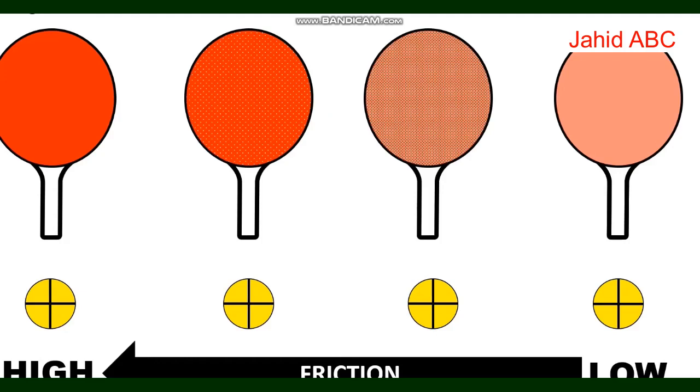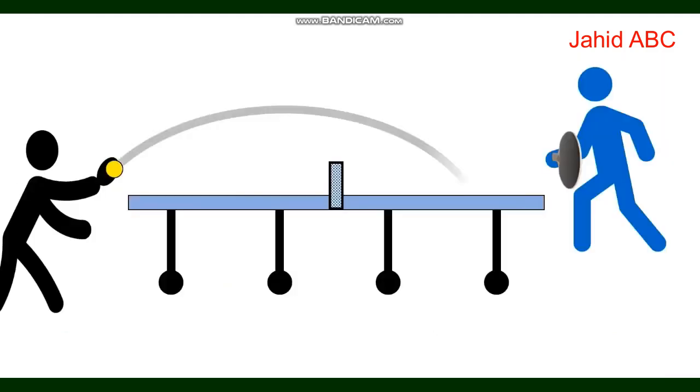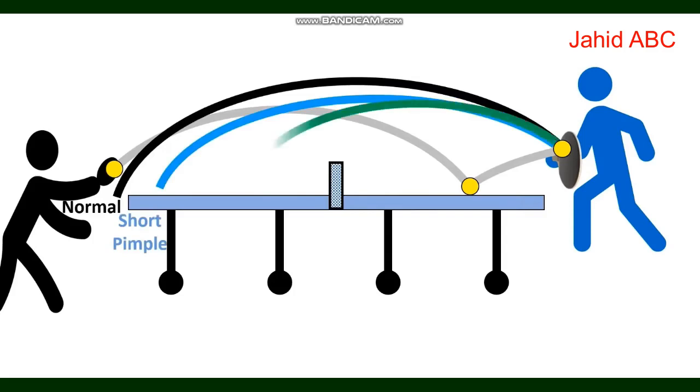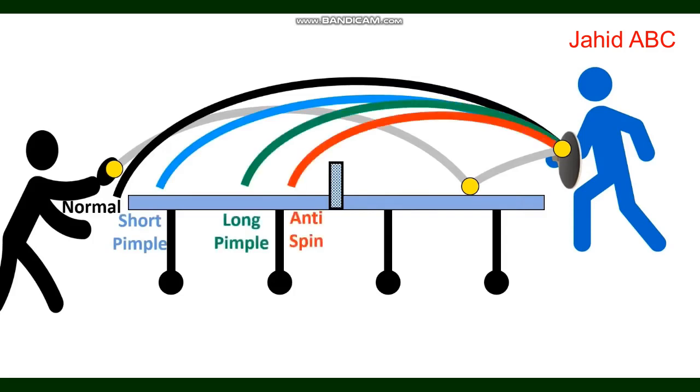Here we see that if you hit a topspin shot, depending upon your opponent's bat, the ball can land at a different location. If normal, if short pimple, and if using anti-spin, the ball can bounce at a different location. So you need to adjust for the topspin, backspin, and what kind of bat your opponent is using. All these things need to be taken into consideration. Here we would see an example.